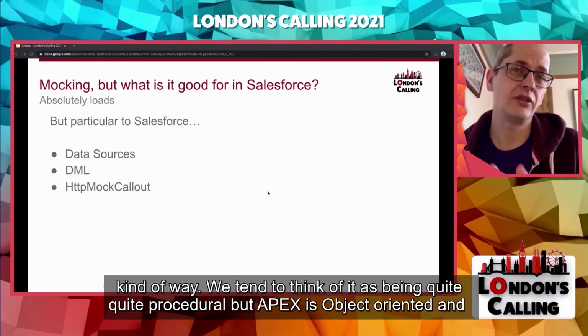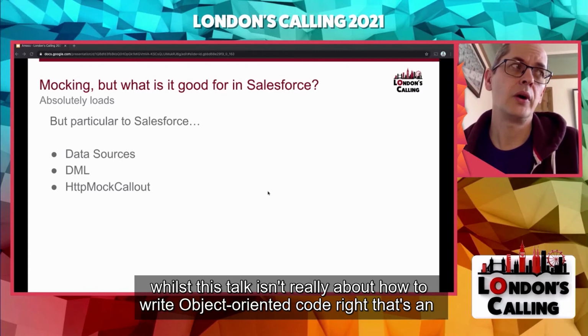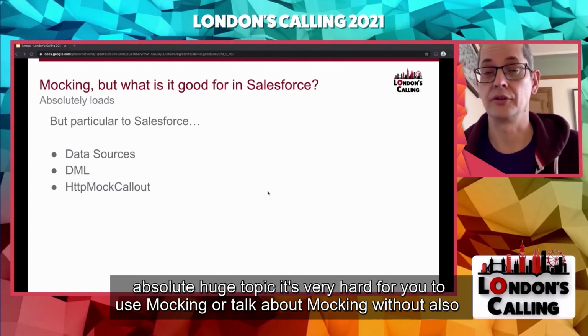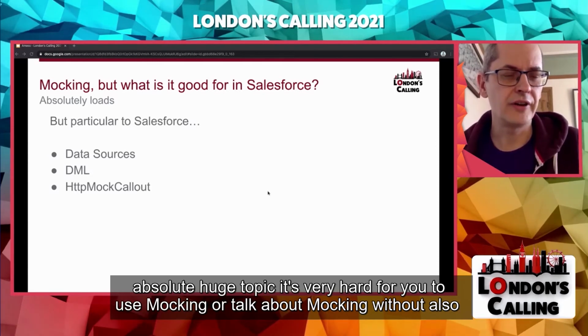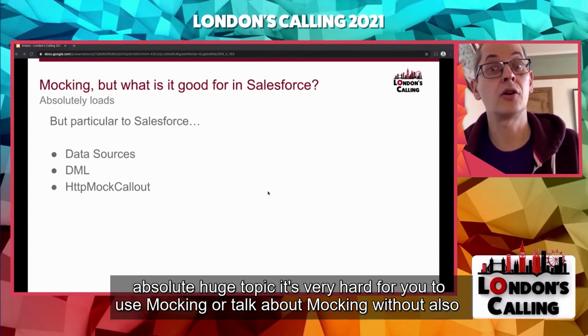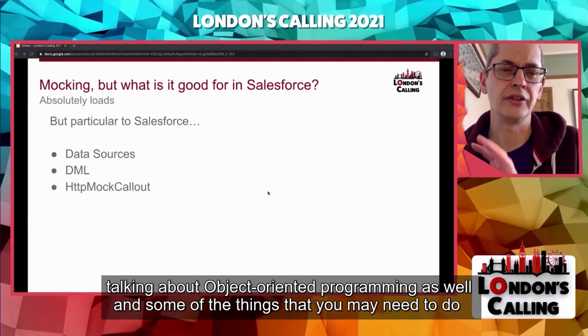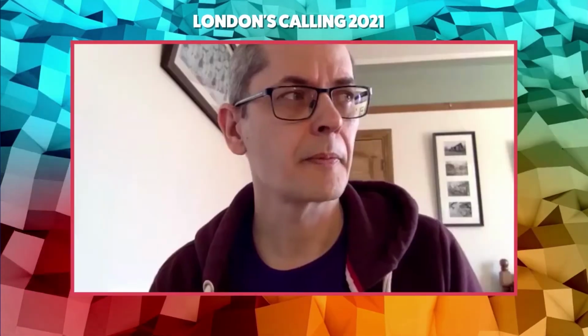But Apex is object-oriented. And whilst this talk isn't really about how to write object-oriented code, right, that's an absolutely huge topic, it's very hard for you to use mocking or talk about mocking without also talking about object-oriented programming as well, and some of the things that you may need to do.